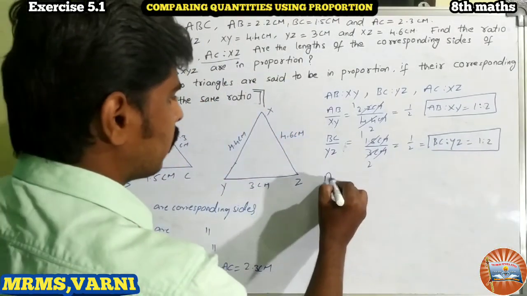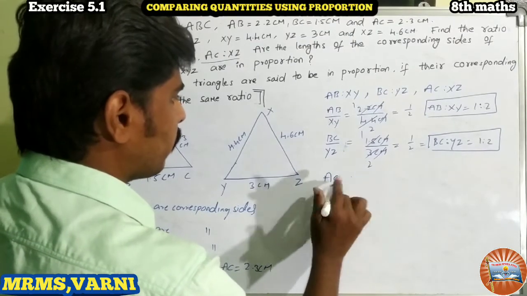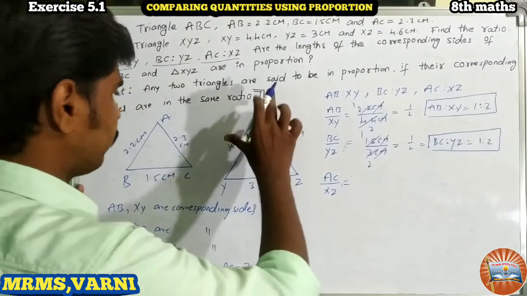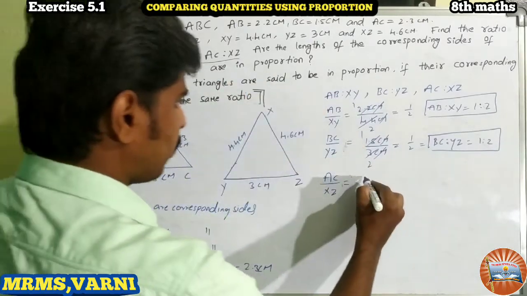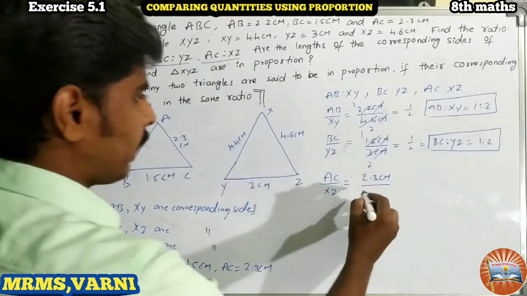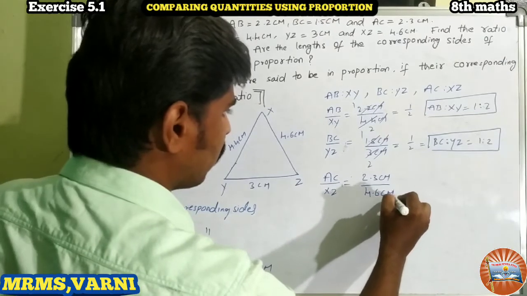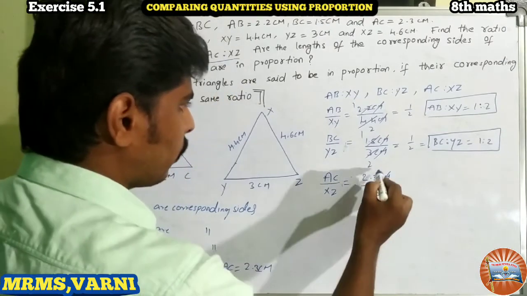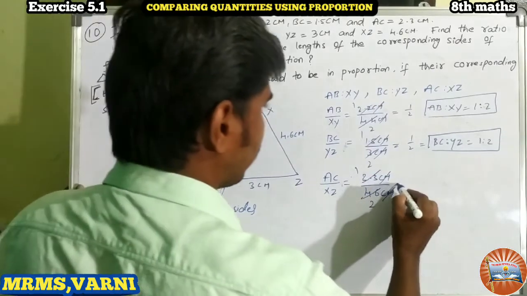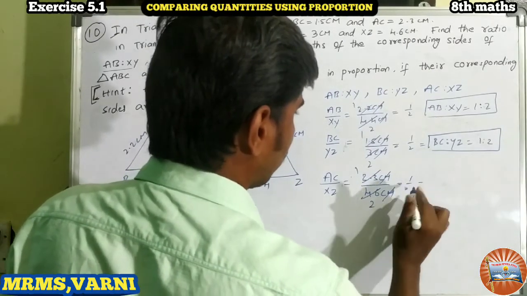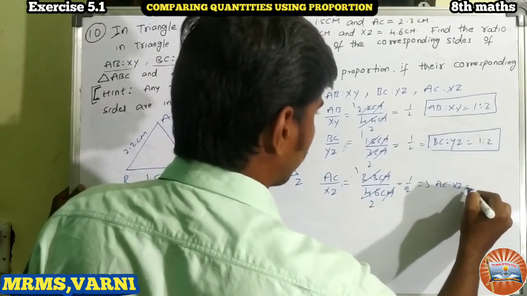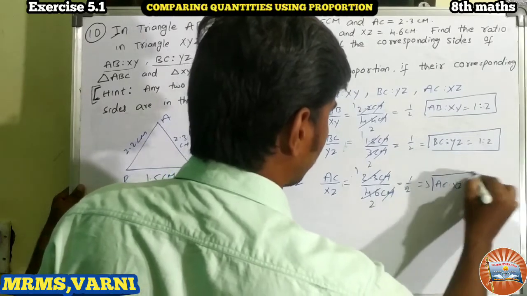Next, AC by XZ is equal to, what is the AC? Yeah, AC is 2.3 centimeters by XZ 4.6 centimeters. Centimeter gets cancelled. 2.3 ones, 2.3 twos. Okay, that is nothing but 1 by 2. That we can write AC is to XZ is equal to 1:2.